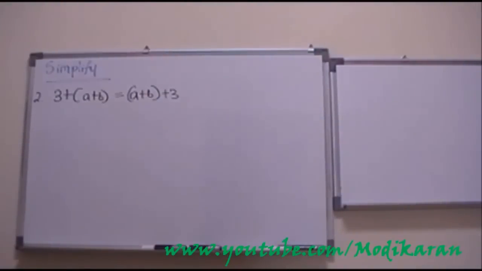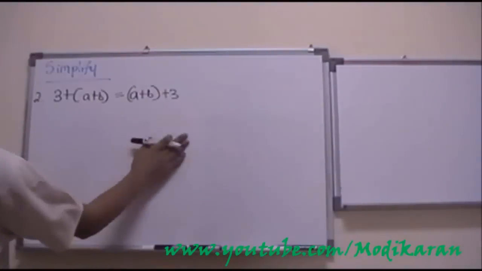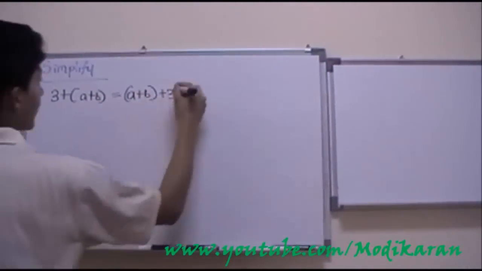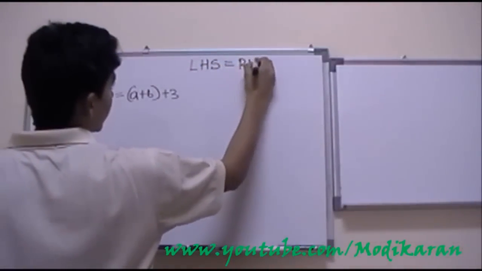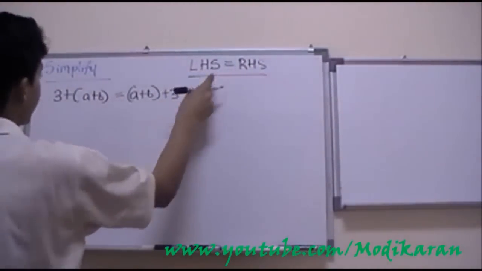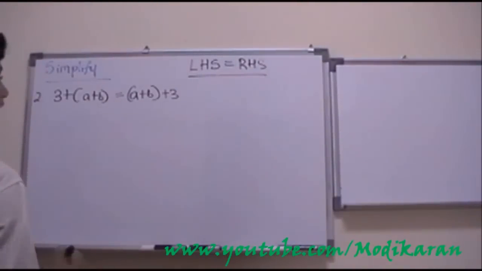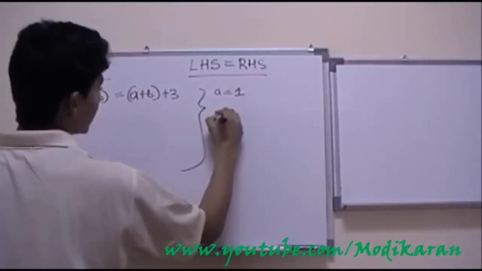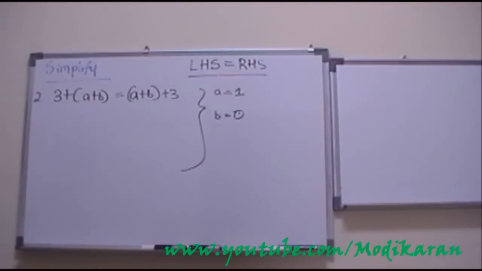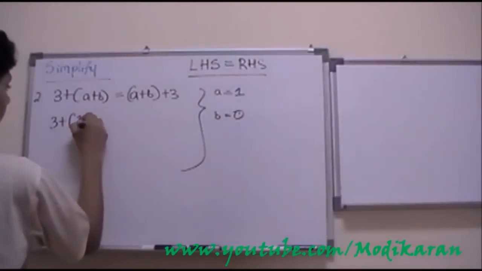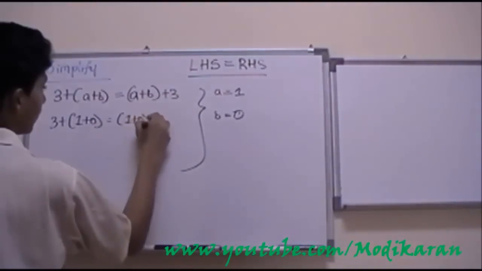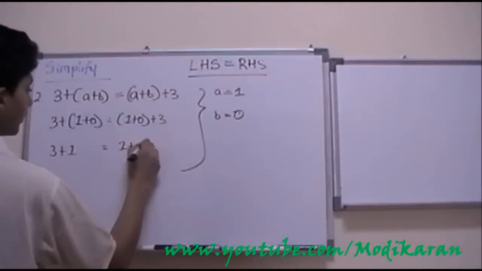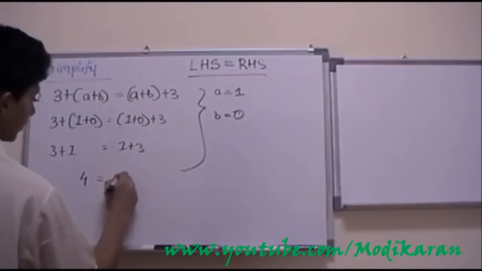To find that, we can tell that whatever value you replace it with has to make the LHS equal to the RHS. If you don't know what that means, it says the left hand side, which is this one, is equal to the right hand side. Let's solve it to see how it's true. Let's replace a with 1 and b with 0 for clear understanding. Then 3 plus (1 plus 0) is equal to (1 plus 0) plus 3. So 3 plus 1 is 4, which is equal to 1 plus 3, which is 4.